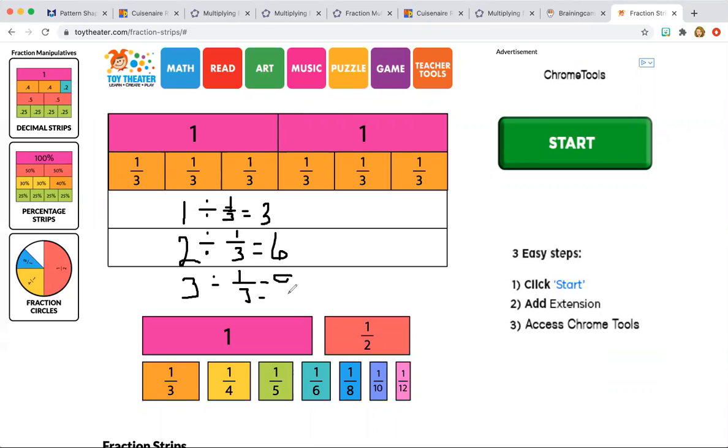Yep, 9. What's 4 divided by 1/3? 12, right? So we start to see this relationship and we can start to see a pattern. This is the same as 1 times 3 is 3. This is the same as 2 times 3 is 6. This is the same as 3 times 3 is 9.